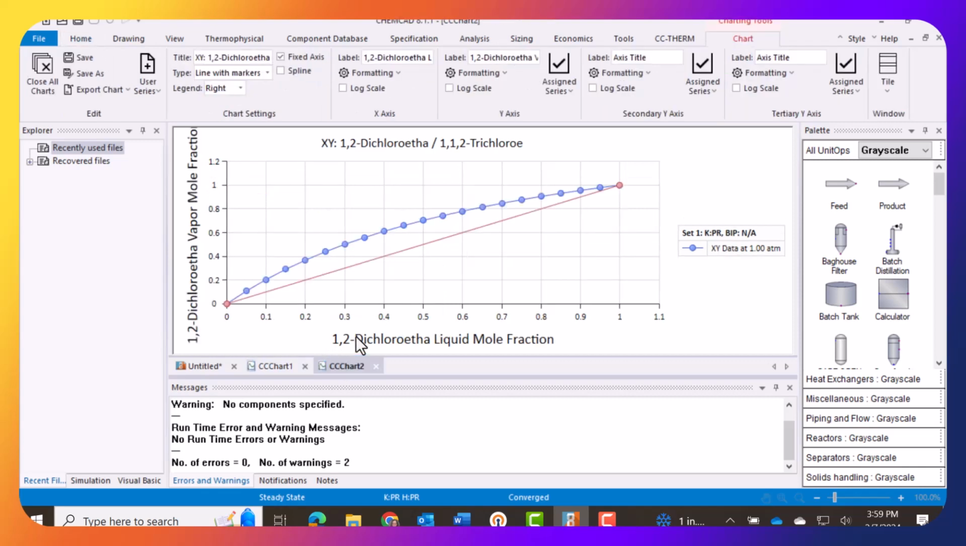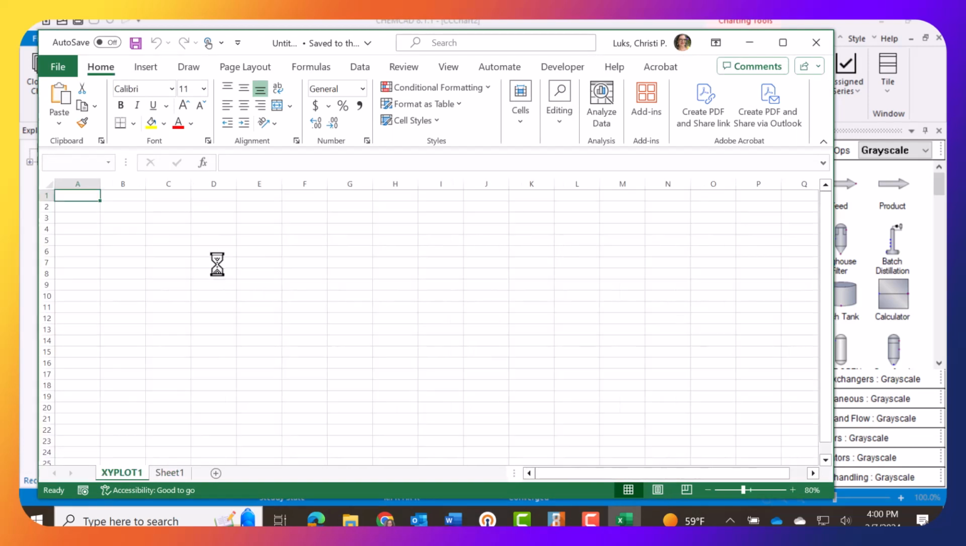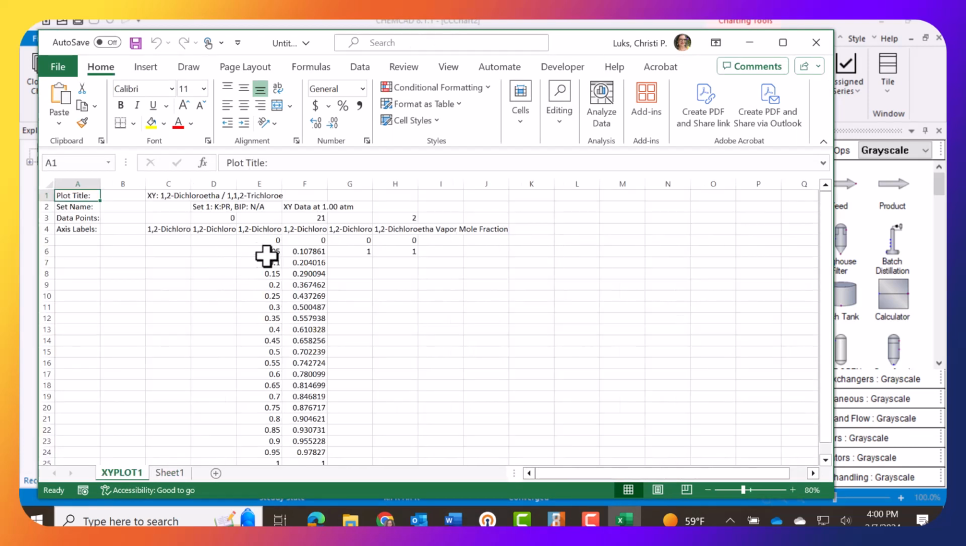Okay, and this is the model that it comes up with. Now, if you want to check this, what they recommend you do is that you export the chart. Export it to Excel as a CSV file. It's not fast. Okay, and this has all of my X and Y values here.